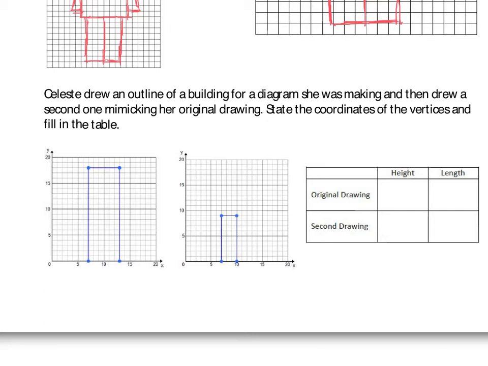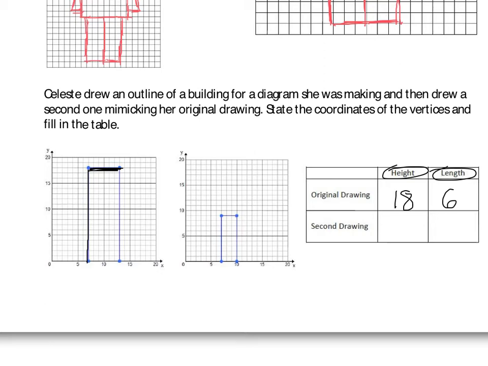So Celeste drew an outline of a building she was making, and the second one, mimicking the original drawing, state the coordinates of the vertices and fill in the table. So we're going to skip filling in the coordinates here because we're really just looking at the overall height and the overall length of the original building. So this is our original building. We can see that it goes up 18 units. The height is 18 units, and the length is 6 units.